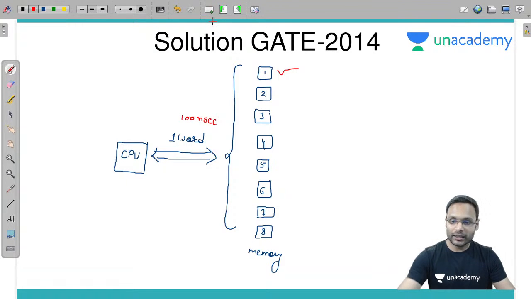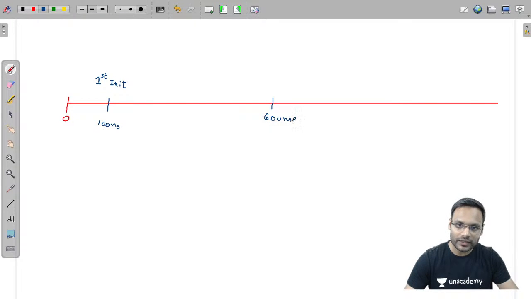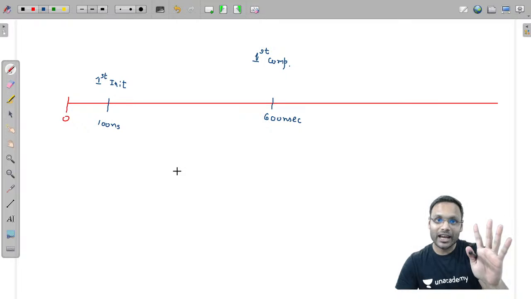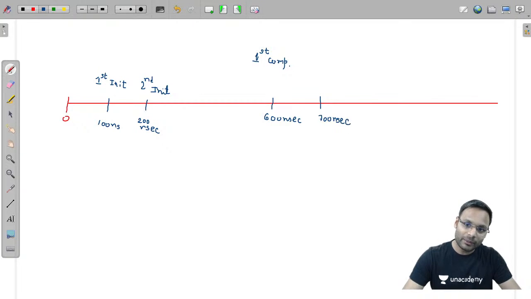Let me draw a timeline for you guys. At 0 time, the person starts taking the first order. First order is taken at 100 nanoseconds and is initiated. That fellow will finish eating at 600 nanoseconds. First order will be completed at 600 nanoseconds. But just because we have other tables free, the person will take another 100 nanoseconds, and up to 200 nanoseconds the person can take the second order also. Second order will be initiated and completed after 200 plus 500, 700 nanoseconds. So the second table is busy up to 700 nanoseconds in my timeline.